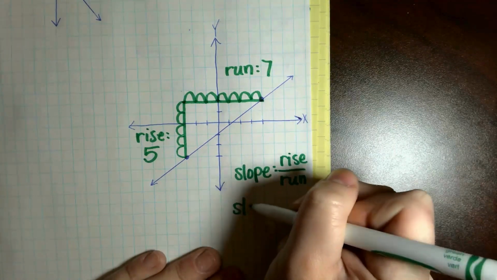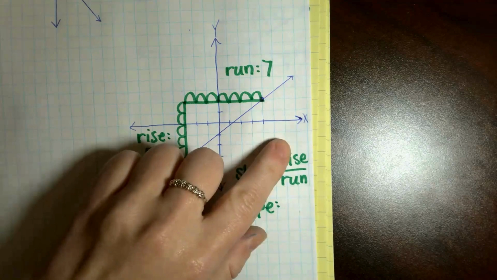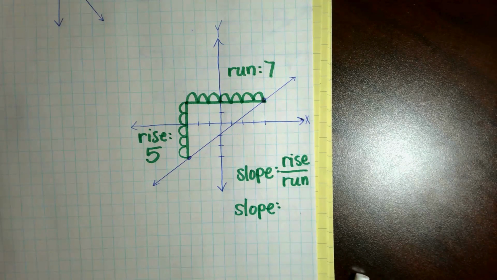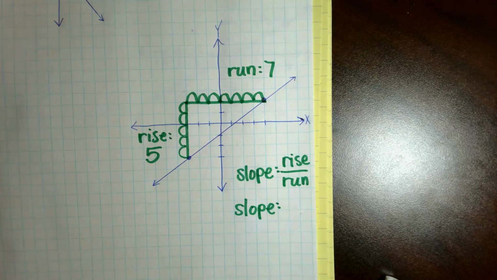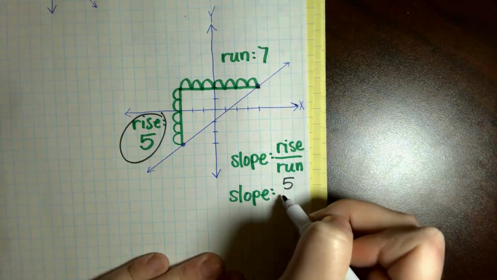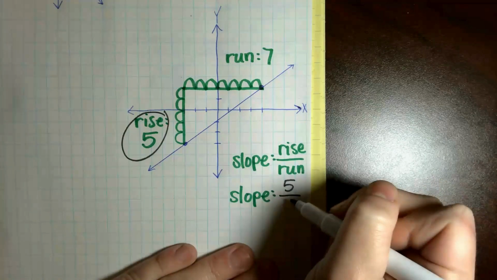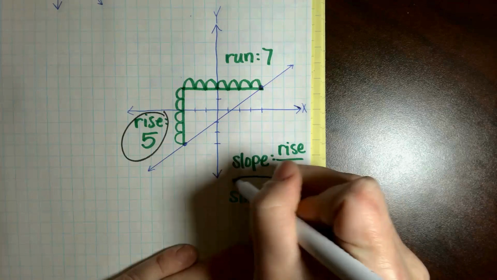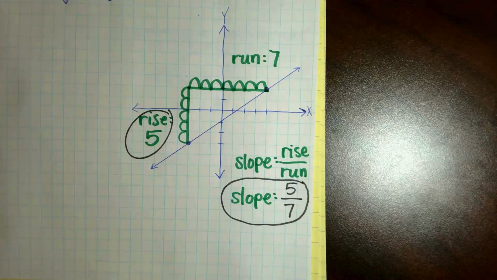So let's plug in the values we found. We know that we're going to be finding rise over run. What's our rise? 5. Our rise is 5 right here. We found it was 5. And then what is our run? 7. So our slope would be 5 over 7. And we just leave it as a fraction. We don't need to solve it any further.